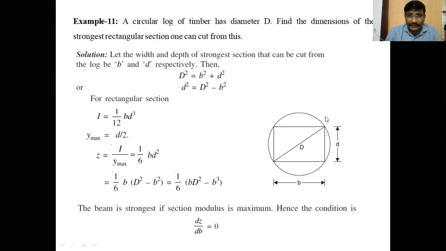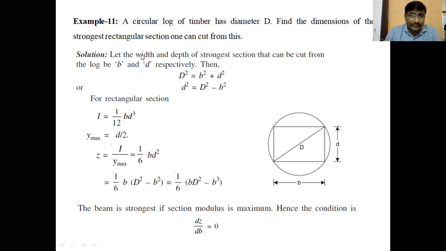So let us take the circular section of diameter D and cut the rectangular section from that circular timber beam having the dimensions. B is the breadth of the rectangular section, D is the depth of the rectangular section. Clear, students? So this is the circular section of the timber beam, and this is a rectangular section which is cut from the circular section.